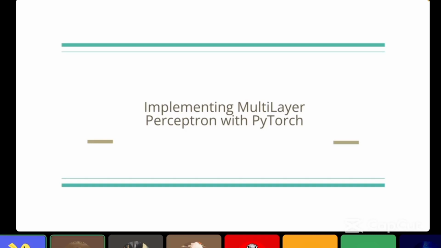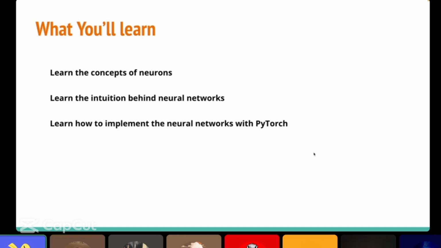Today I'm going to be talking about implementing multi-layer perceptron with PyTorch. For those who don't know what a multi-layer perceptron is, it's a type of neural network. It's the first type of neural network, so to say. So it's a good thing if you can master this before you go into any kind of deep learning algorithms.